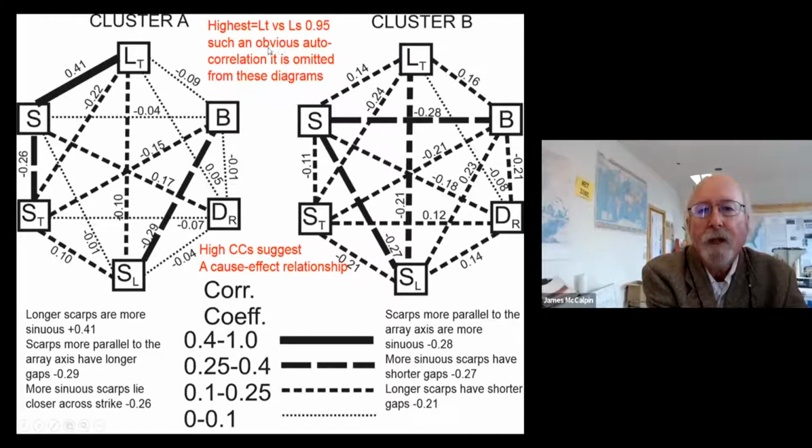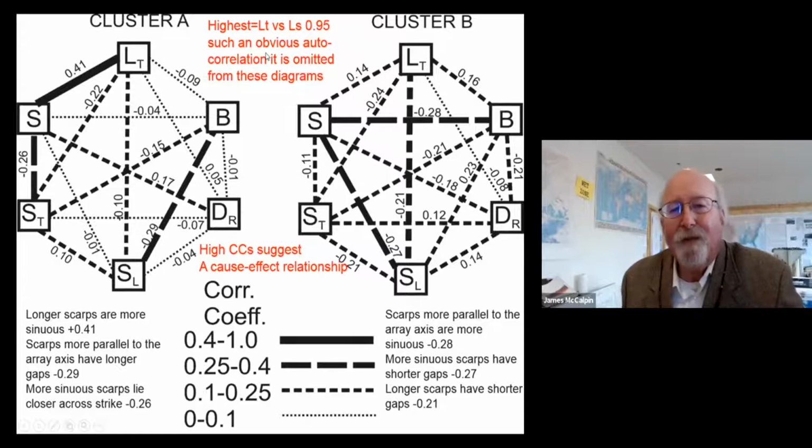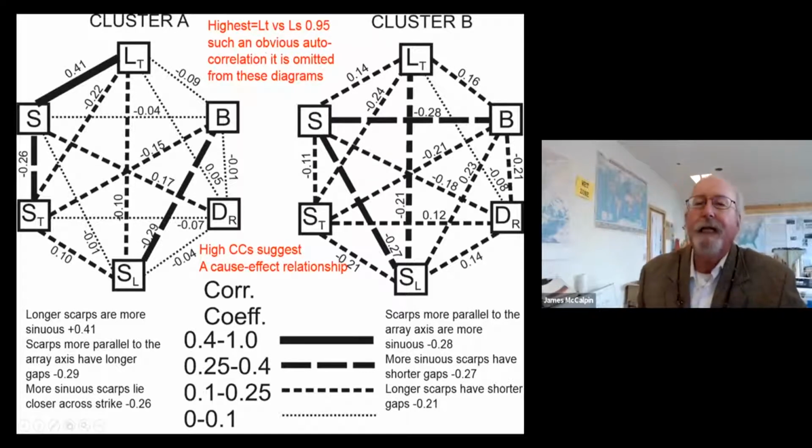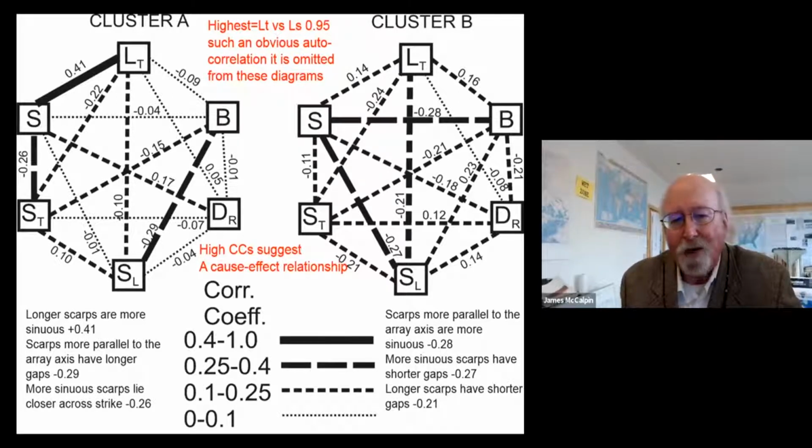The one that I didn't even put on this diagram is the strongest of all the correlation coefficients, which is nearly at 100%. And it's the one between the sinuous length of the line and the straight line length of the line. Since those two numbers are almost always within about 5% of each other, the correlation coefficient's like 0.95. It wasn't worth cluttering up these diagrams with that.